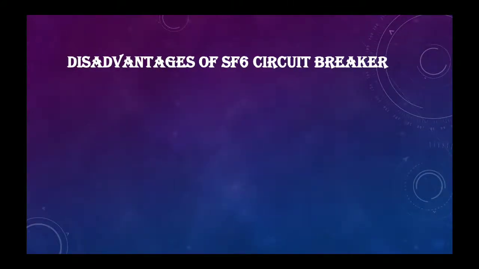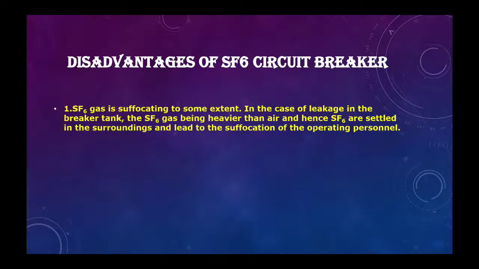Now the disadvantages of the SF6 circuit breaker. Number 1, SF6 gas is suffocating to some extent. In the case of leakage in the breaker tank, the SF6 gas being heavier than air settles in the surroundings and leads to suffocation of the operating personnel. It is a very big disadvantage of the SF6 circuit breaker.